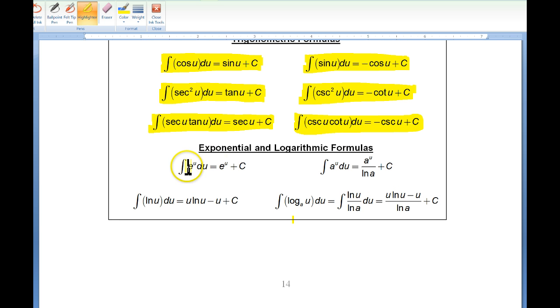And then exponential. So take a look at the exponential. What's the derivative for e to a power? E to the power. So the antiderivative is also the same. Oh, that's nice.